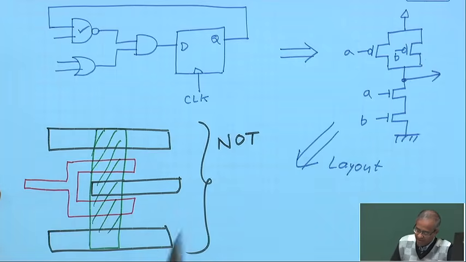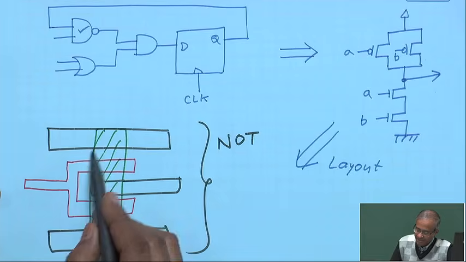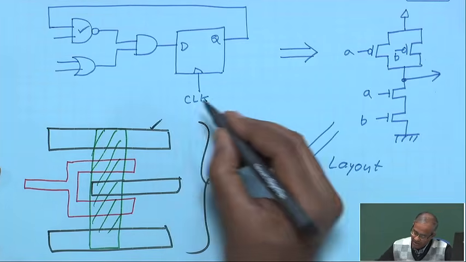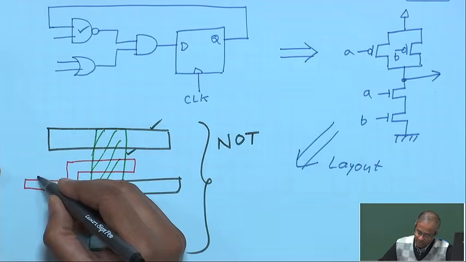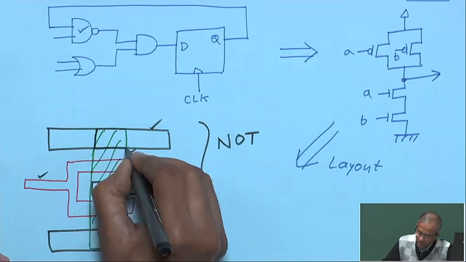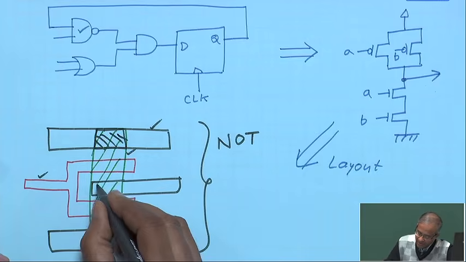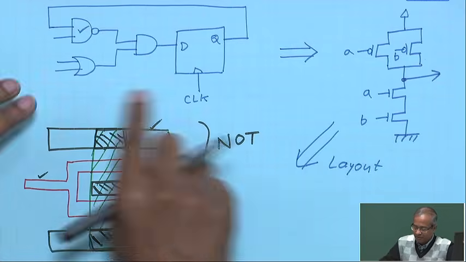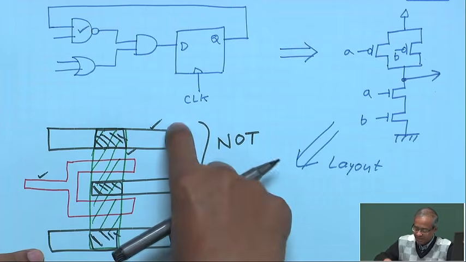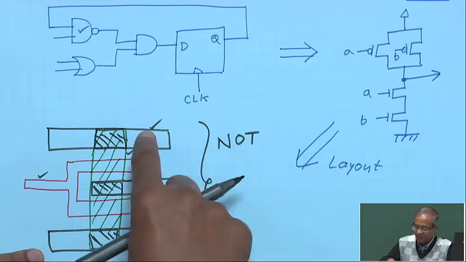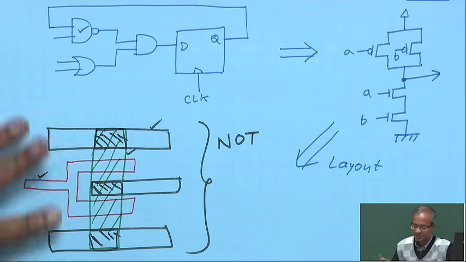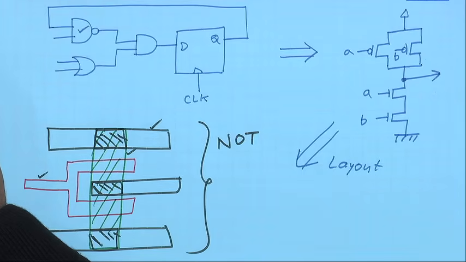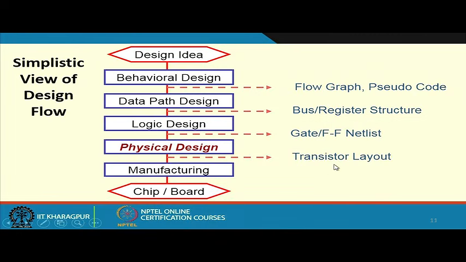Now, here we see that the final layout consists of nothing but various rectangular shapes, and some of the rectangular shapes can be on metal, can be on diffusion layer, can be on polysilicon layer, and also there are some contact connections. Here there is a contact, here there is a contact, here there is a contact, and so on. So, in the final layout, it is nothing but a sequence or a set of large number of rectangular shapes. Okay. In this step, when you talk about transistor layout, it is nothing but those rectangular shapes at the end.